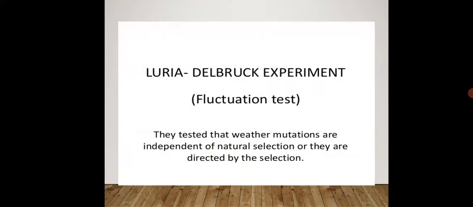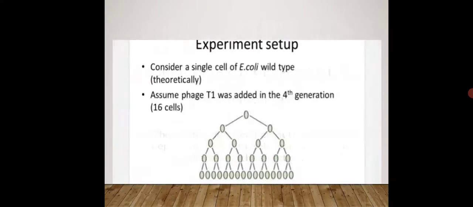This fluctuation test is also known as the Luria-Delbruck experiment because these two scientists developed this experiment. They took the initiative for this experiment, hence the name is given from their names. This experiment starts from the E. coli strain. Consider a single cell of E. coli wild type. In my last lecture I told you the two terms, wild type and mutant type. Wild means normal, original, and mutant type means a mutation has taken place.